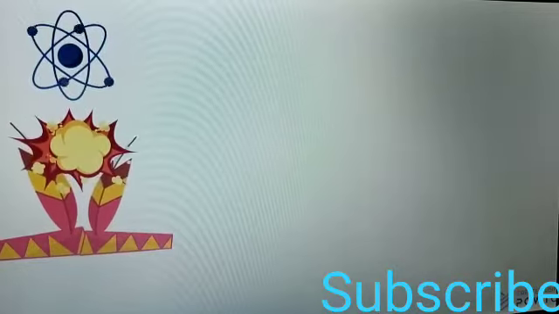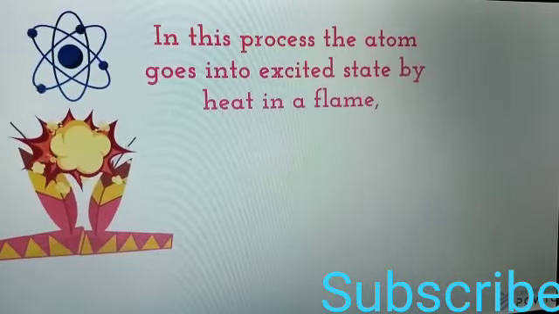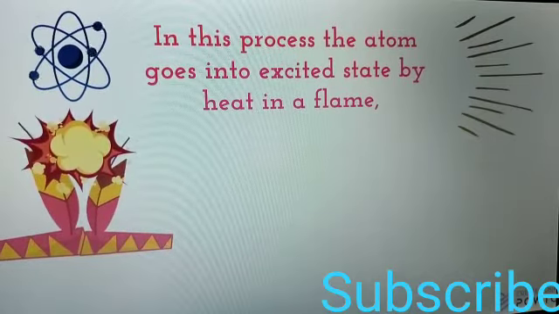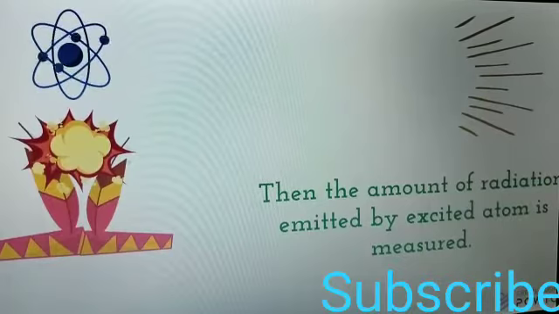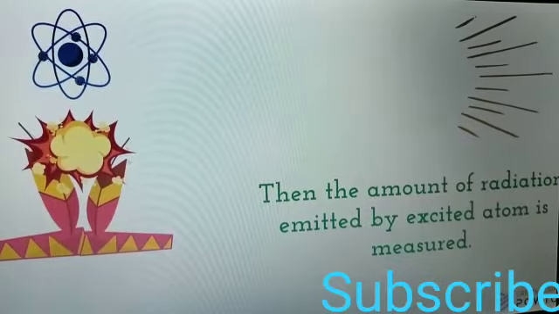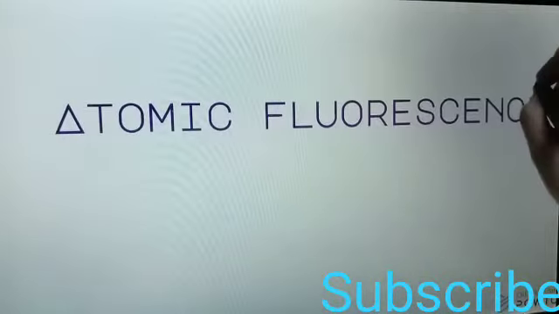This is a flame which is used as an excitation source. In this process, the atom goes into an excited state by flame. The amount of radiation emitted by the excited atom is measured.